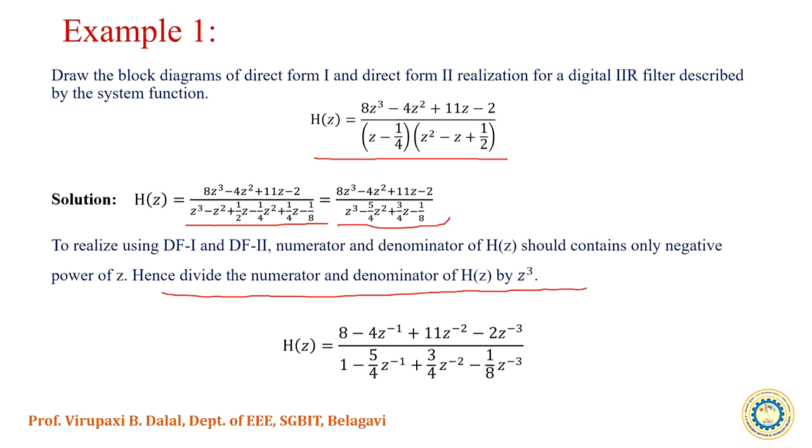That is, in the numerator, 8z^3 divided by z^3 will be 8. By dividing 4z^2 by z^3, we'll get 4z^(-1). 11z divided by z^3, we'll get 11z^(-2). 2 divided by z^3, we'll get 2z^(-3). Similarly, on the denominator side, dividing by z^3, we'll get z^3 by z^3, that is 1. 5/4 z^2 divided by z^3, we'll get 5/4 z^(-1). 3/4 z divided by z^3, we'll get 3/4 z^(-2). And finally, we'll get minus 1/8 z^(-3). This is the first thing to do.